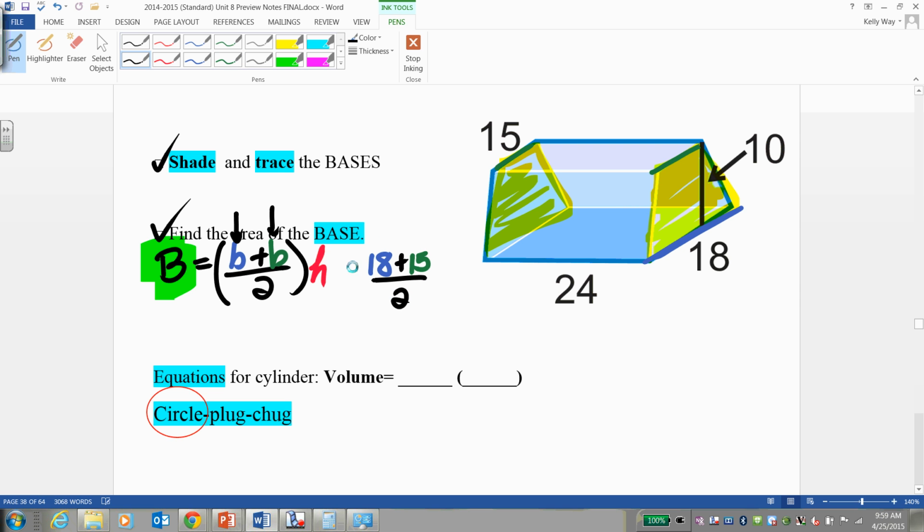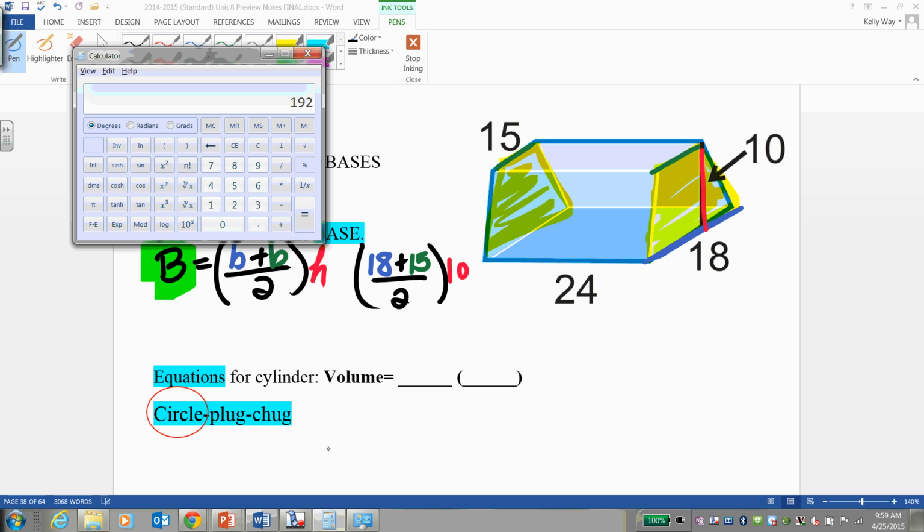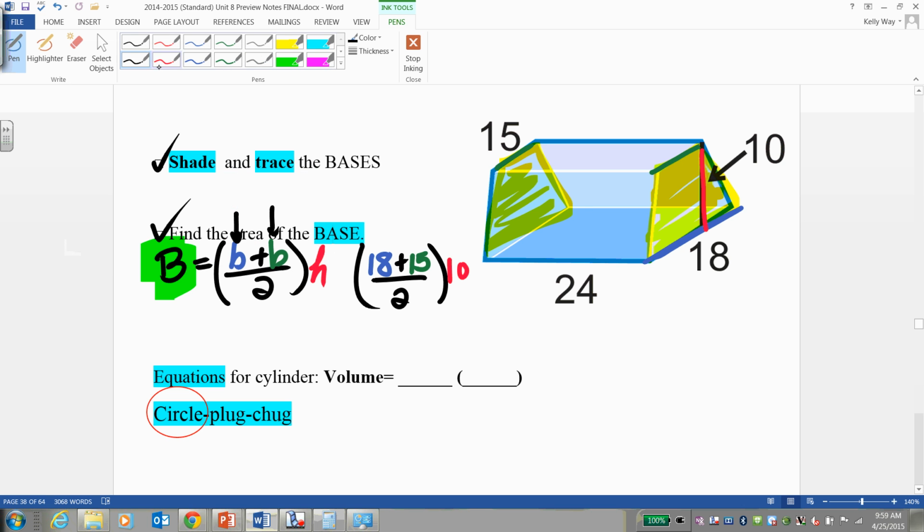Over 2 times the height of the trapezoid is 10. Okay, so we're averaging 15 and 18. We times it by the height, and that got our base area. So the entire base area is 165 units squared.